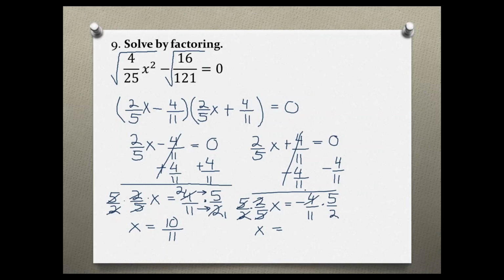And over here again I can cross cancel. 2 is a common factor of 4 and 2, so 2 goes into 4 2 times, and 2 goes into 2 1 time. Multiplying together the leftover numbers, we are left with negative 2 times 5 is 10, and 11 times 1 is 11. So our two solutions to this equation are negative 10 over 11 and 10 over 11.